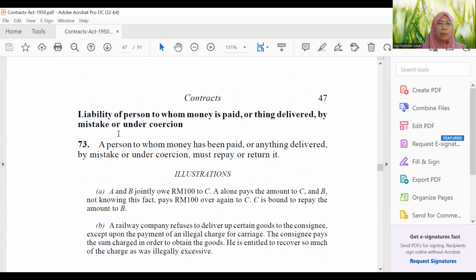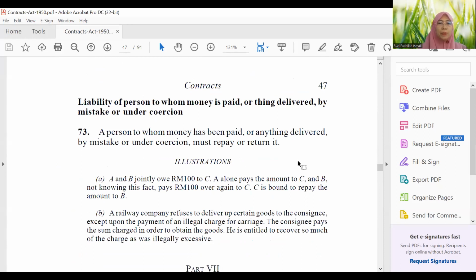It talks about the liability of a person to whom money is paid. There must be a money payment, then only you can apply 73. Or a thing delivered by mistake or under coercion. So it says here clearly, a person to whom money has been paid or anything delivered by mistake or under coercion. What's the liability? What's the responsibility here? Must repay or must return it. So it doesn't concern the way coercion was being committed here. It's about liability, it's about remedy. I mean, if you receive money paid under coercion, then the party needs to repay, basically.